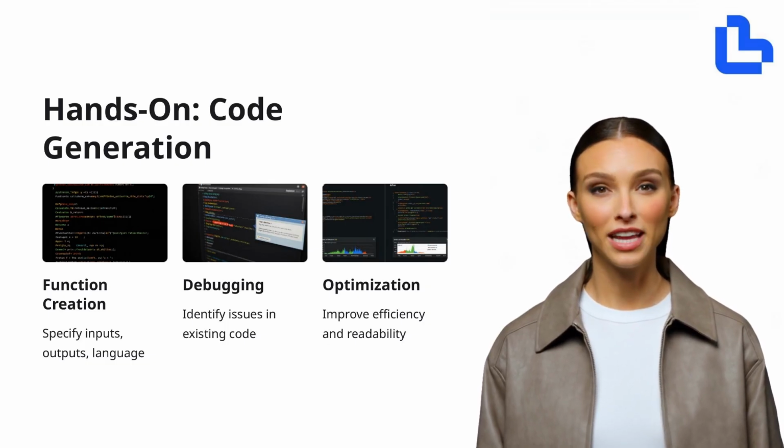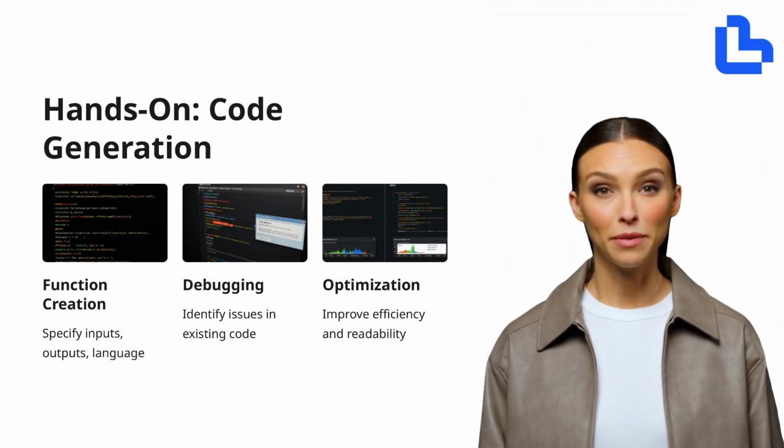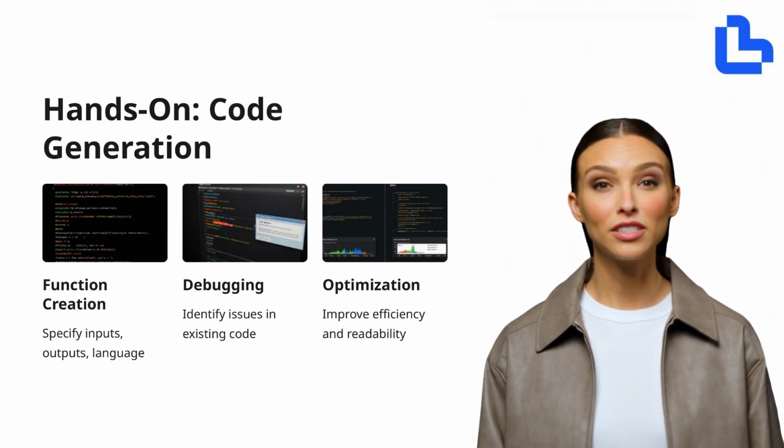First, for function creation, be clear about what you want the code to do. Specify the inputs, outputs, and the programming language. For example, you might say, write a Python function that takes a list of numbers and returns the average.